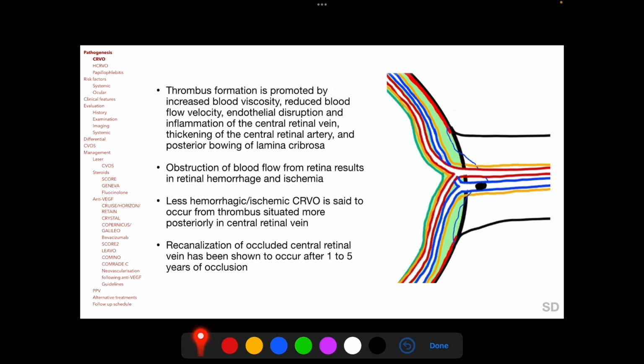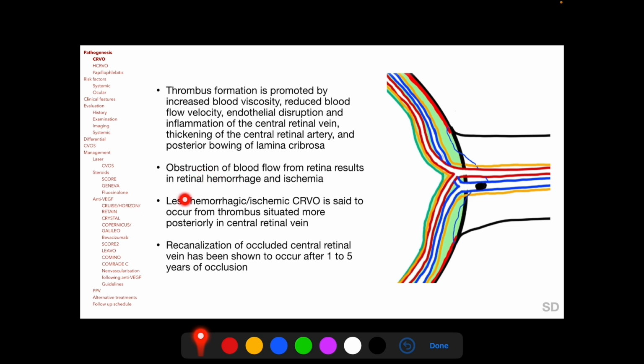Factors which promote thrombus formation within the central retinal vein include increased blood viscosity, reduced blood flow velocity, endothelial disruption and inflammation of the central retinal vein, thickening of the central retinal artery, and posterior bowing of the lamina cribrosa. Posterior bowing of lamina cribrosa is found in glaucoma, and we'll find that glaucoma is a risk factor for CRVO. Obstruction of blood flow from the retina leads to retinal hemorrhage and ischemia.